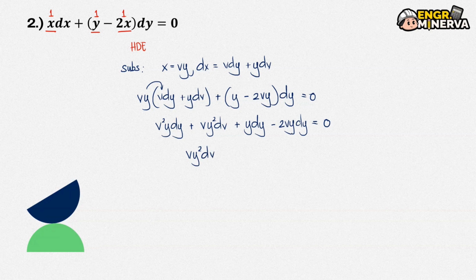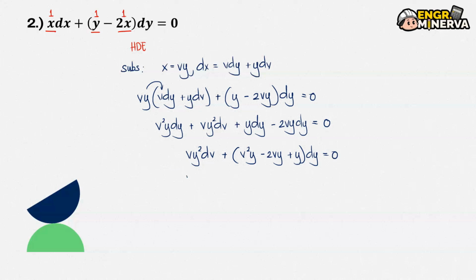Next, we group all the terms containing dy. That would be plus, okay? Let's put first the v squared. That would be v squared y. And next, we put the one with negative 2v. And lastly, plus y dy equals 0.